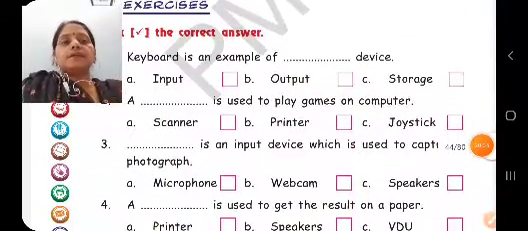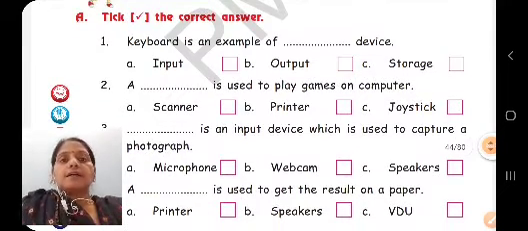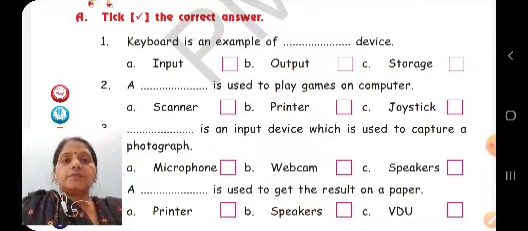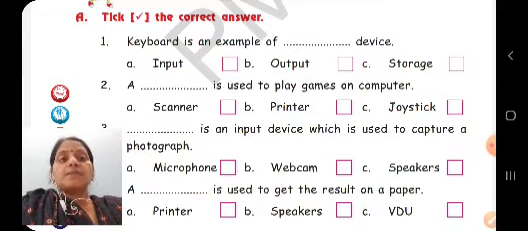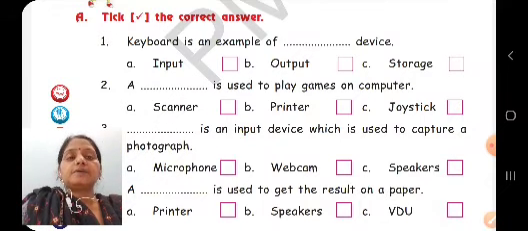So children, our book exercise first question is tick the correct answer. So children, in first question we have different questions and under each question we have different options. So among these options children, only one is right. So you will read the question and tick in the front of the answer which is correct.